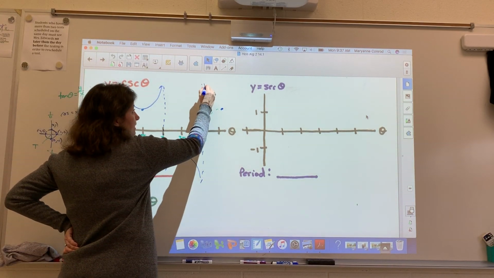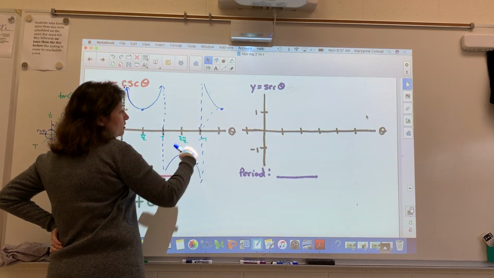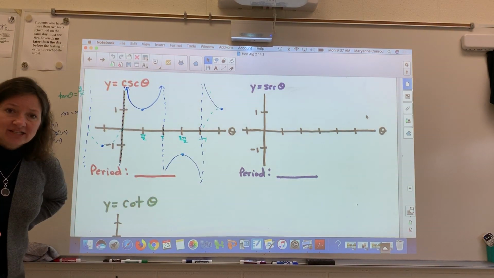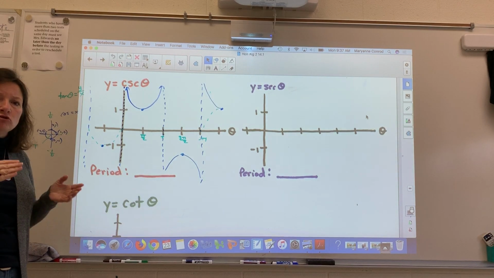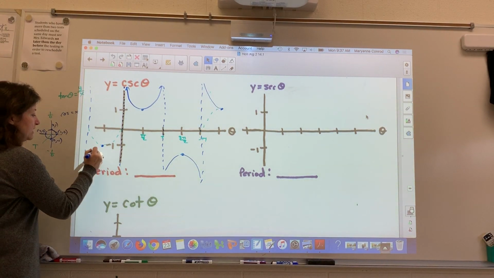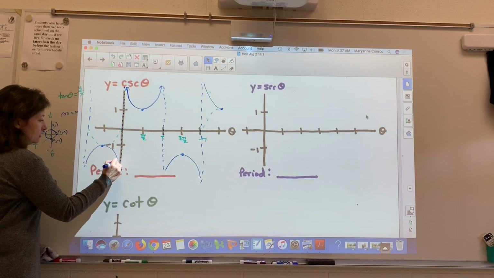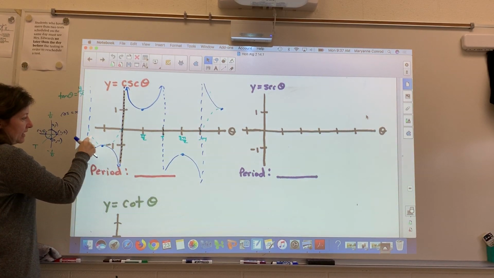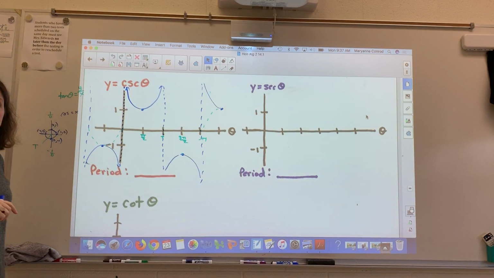Honestly, on a quiz or test, if you leave the sine curve dotted, as long as it's dashed, I won't count off. I'll realize you used that to help you make the cosecant curve. But make sure that the cosecant curve is solid so that I know which one is cosecant and I know that this was just used to help you make it.